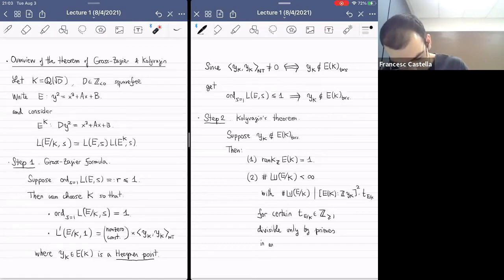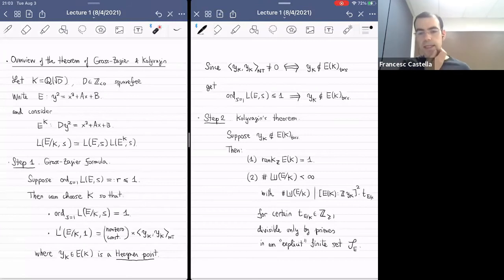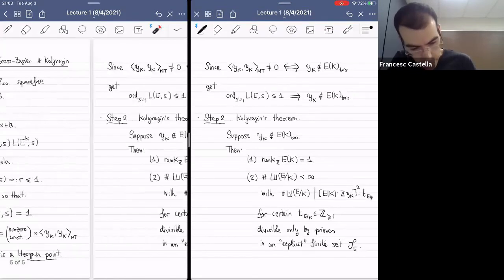Let me say it's an explicit, in quotation marks, finite set S_B. This exceptional set of primes is going to be the prime 2, and the primes at which the p-adic Galois representation attached to E doesn't have full image.